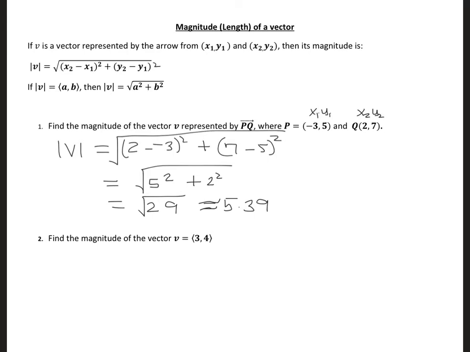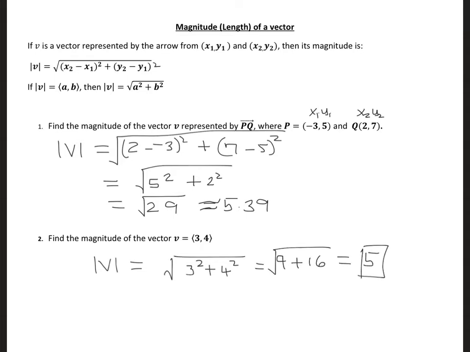So let's do an example when the vector is given in component form. To find the magnitude, we use the second formula we see right here. This formula says that we do the square root of a squared plus b squared, where a is 3 and b is 4, which is equal to the square root of 9 plus 16, which is equal to 5. So that is the length of that vector.